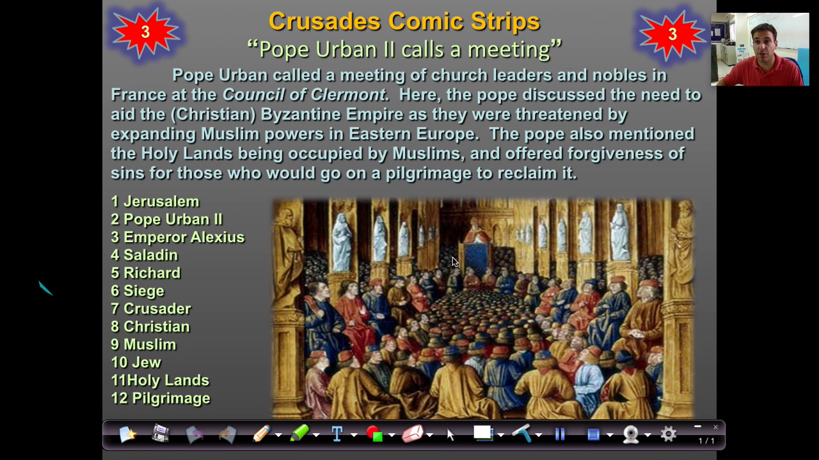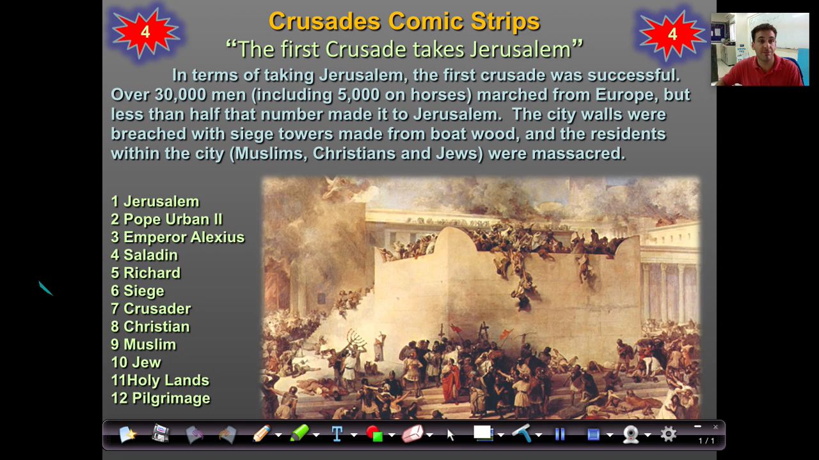So this is comic 3. Okay. Moving on to comic 4. So the first crusade takes Jerusalem. In terms of taking Jerusalem, the crusade was successful. The Christians successfully took over Jerusalem in the first crusade. Okay, in total there were about 9 crusades. Over 150 to 200 years they took place.